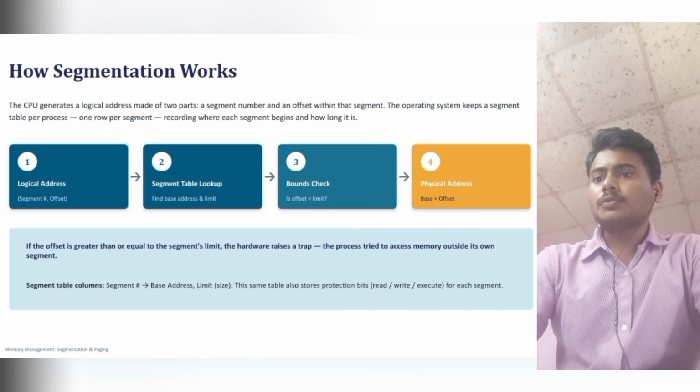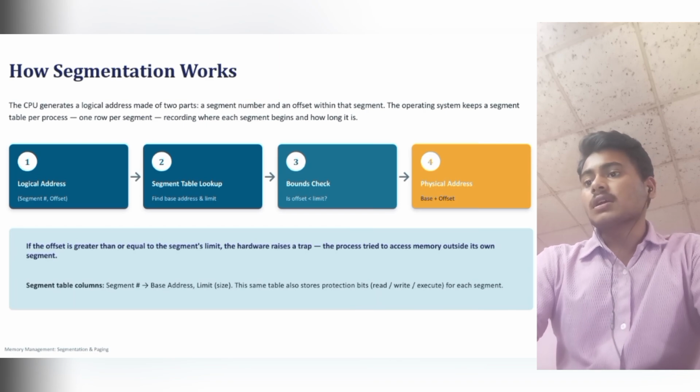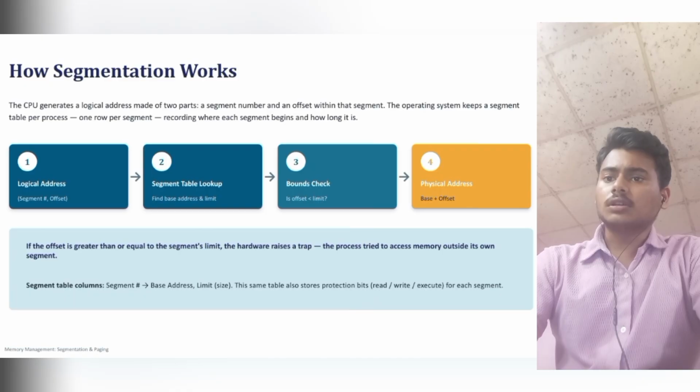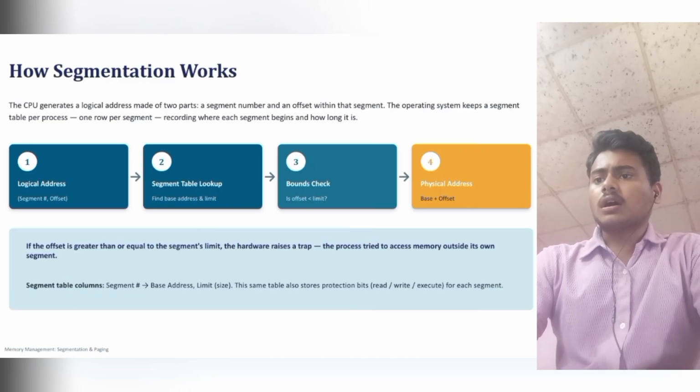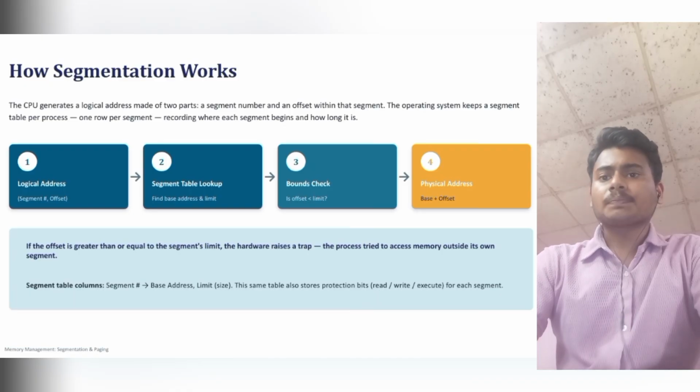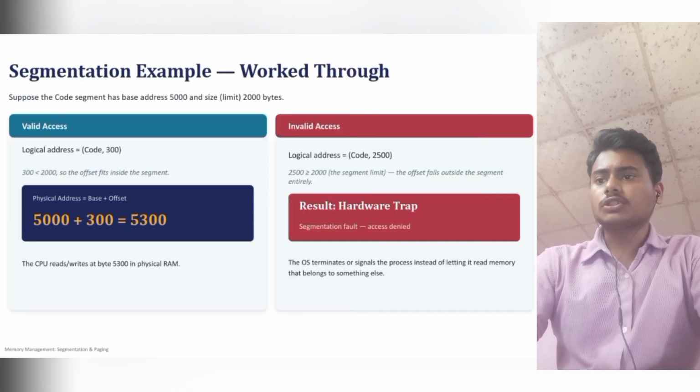Here is how translation works. First, the computer looks up the segment in the table. Then it checks, is the offset smaller than the limit? If yes, it adds the offset to the base address, and that gives the real address in RAM. But if the offset is too big, the hardware stops right there. It raises what's called a trap. That's the protection step doing its job. Let's see this with real numbers next.